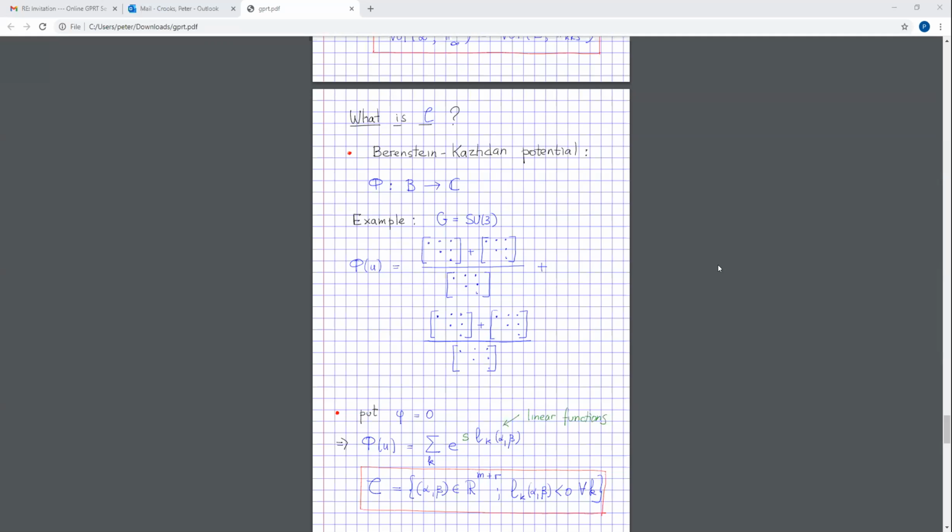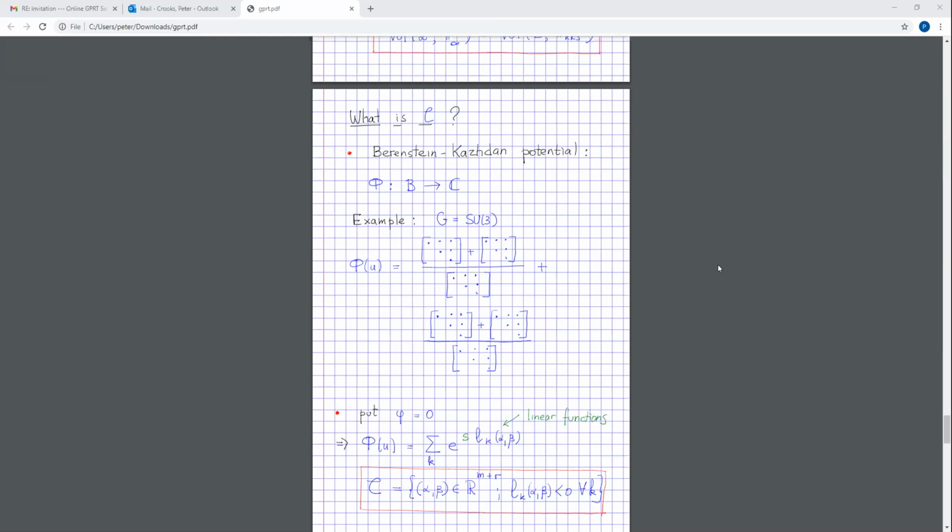Now, what is the cone C? You put the angles equal to 0, and then phi becomes a sum of exponential functions, where in the exponents you have linear functions of alpha and beta. This is actually an interesting exercise; in the SU3 case, you can do it. And surprisingly, the denominators are monomials, right? For my statement to be true, the denominators have to be monomials. There should be no sums in the denominators, and it turns out to be the case.